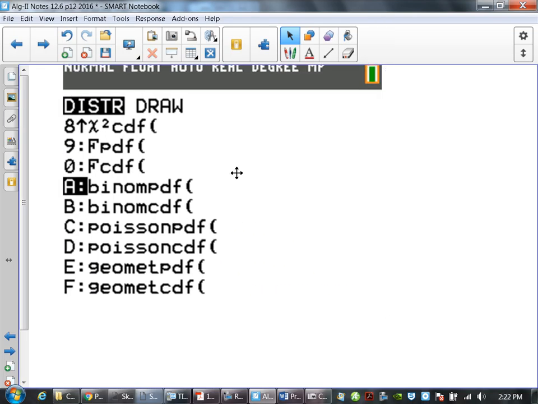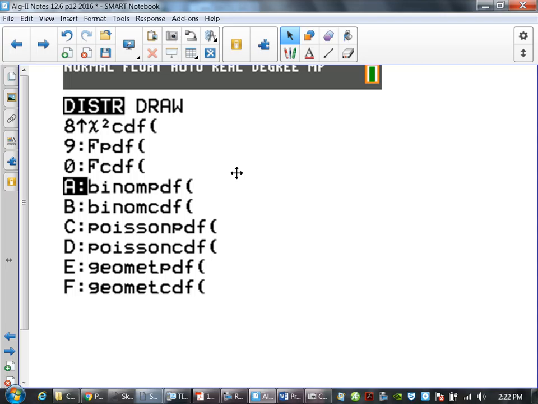These distributions are all statistical distributions. Poisson distribution is a stats thing. Geometric, this is also a statistical thing, distribution set. Here we're talking about binomial. It's either going to be PDF or CDF.